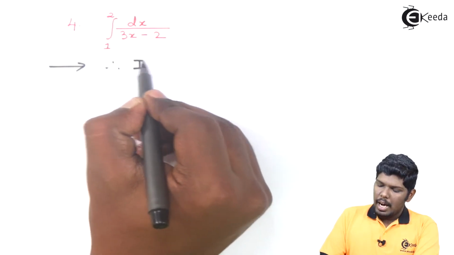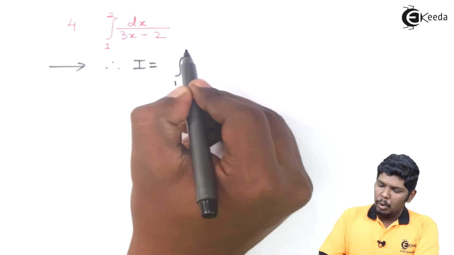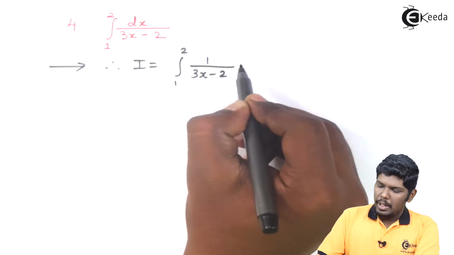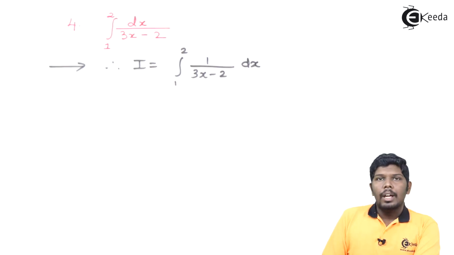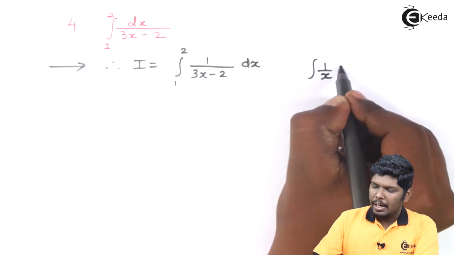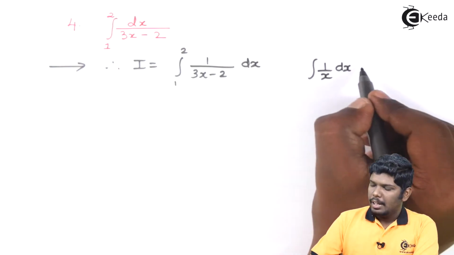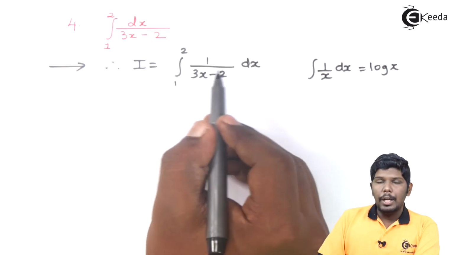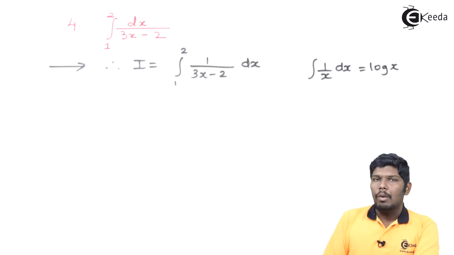Therefore, I is equal to integral 1 to 2, 1 upon 3x minus 2 dx. Here also the type of integration is 1 upon linear. And we know that in integration, if we have 1 upon linear, we can directly compare with the standard formula integral 1 by x dx, that gives you log x. But here 3x minus 2 being a composite function, we will divide by its derivative.